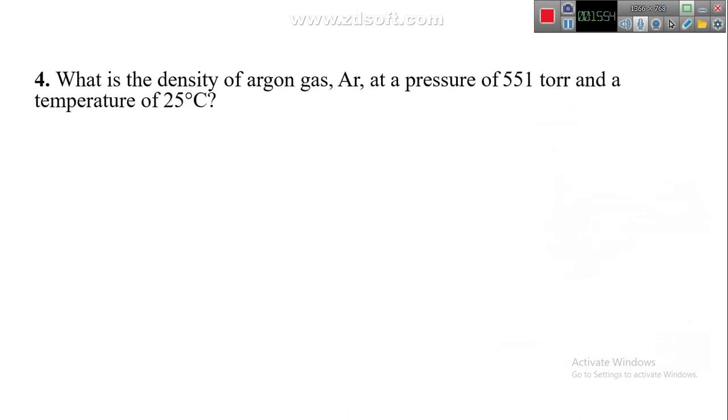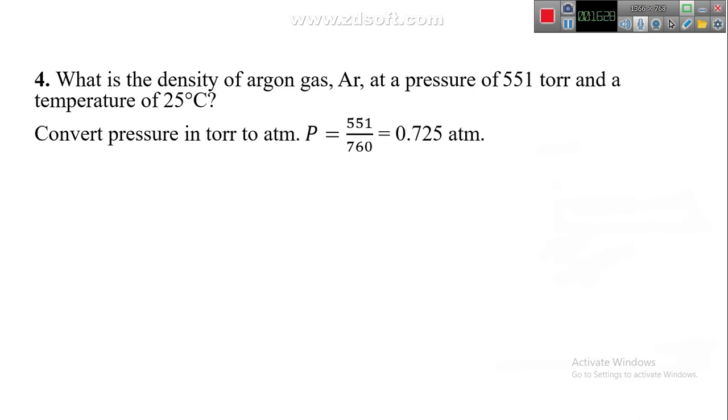Let's resolve another question. What is the density of argon gas at a pressure of 551 torr and a temperature of 25 Celsius degrees? If the pressure is not in atm in the question, you must convert it to atm, and if the temperature is not in Kelvin, you must convert it to Kelvin temperature. So how do we convert pressure given in torr to atm?